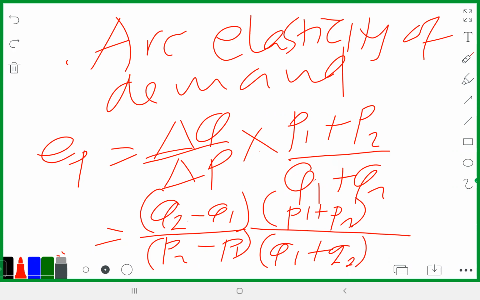Very important to get the formula. Extremely important, I repeat, to get the formula. Any question?